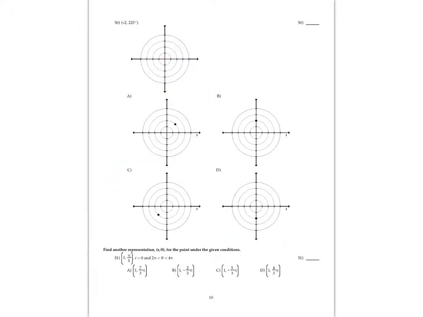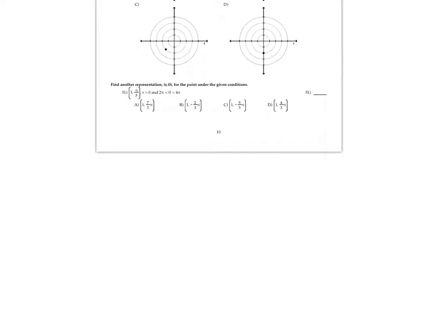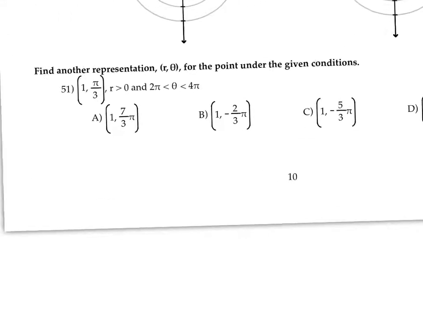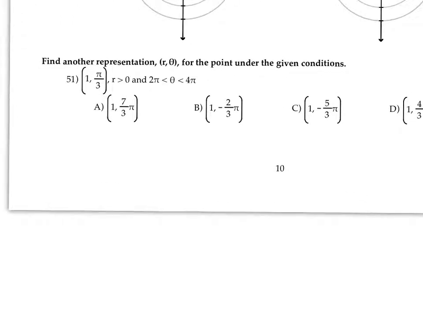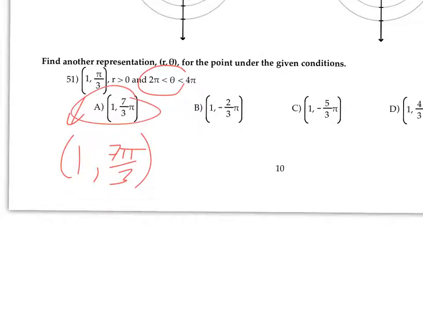For negative 2, 225, which I'm skipping. Woohoo! So let's look at number 51. So we're looking for another way to represent this point. We know that going around in a circle, we have coterminal angles. That's what this is really asking about. And if I add 2 pi to pi over 3, I end up with 2 pi plus 1 over 3, which is 7 pi over 3 as my angle.